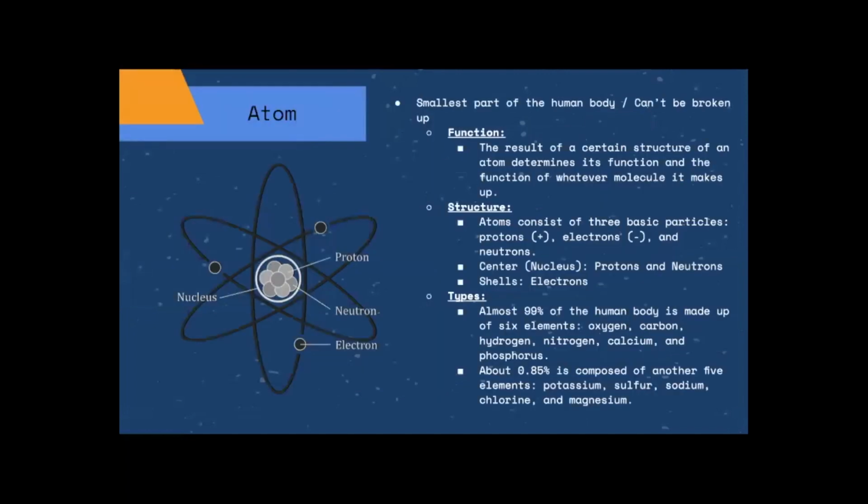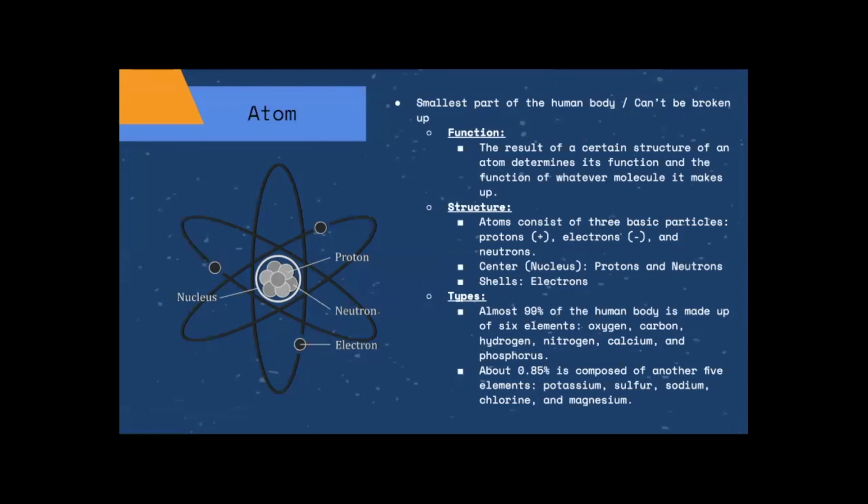So let's talk about the atom first. The atom is the smallest part of the human body. It cannot be broken up, so we cannot ever have a smaller part. For example, we can't have just one proton or one neutron. The function of an atom is the result of its structure: the structure of an atom determines its function and makes up the function of whatever molecule it makes up. So if it is a certain type of atom, it will make up a certain type of molecule.